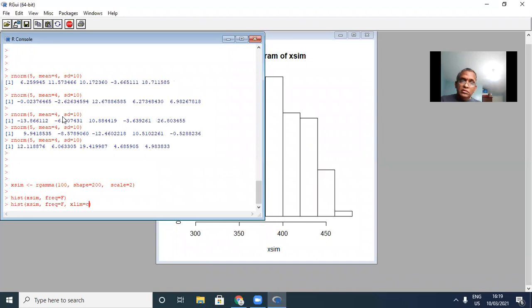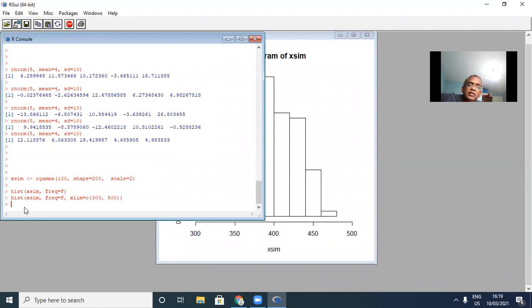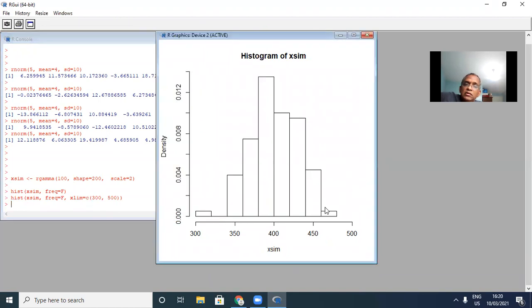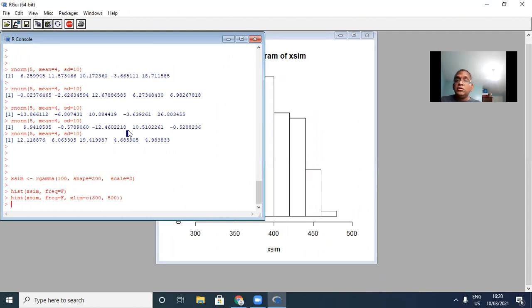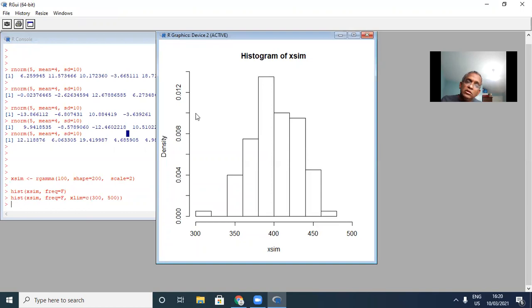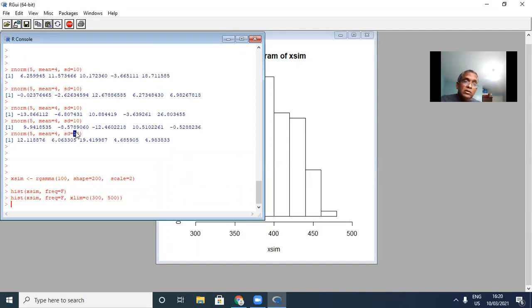So xlim, I don't know whether you know what xlim is. Let me explain. Xlim is basically the limits of the x-axis. So 300 corresponds to the lower limit of the x-axis, and 500 corresponds to the upper limit of the x-axis. So that controls the lower and the upper limits of the x-axis. Similarly, you can define the ylim too. Ylim will control the lower and upper limits of the y-axis, right? If you want.